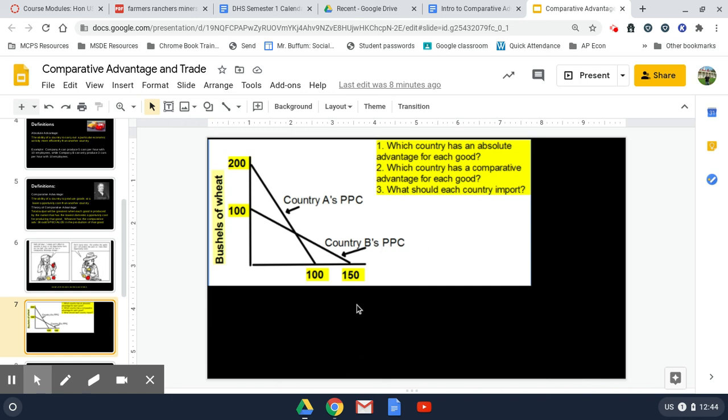Let me share my screen here. Give me one second. Let me pull this up. Okay, let me try to figure out how to get my screen share going here.